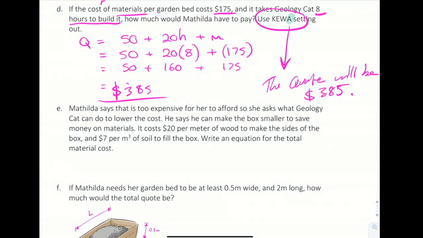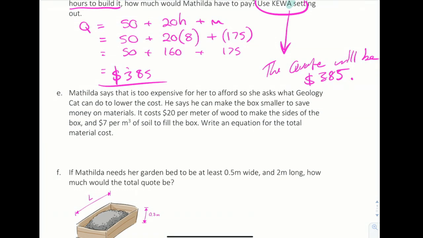E says, Mathilda says it's too expensive for her to afford, so she asks the cat what he can do to lower the cost. He says he can make the box smaller to save on materials. It costs $20 per meter of wood to make the sides of the box, and $7 per meter cubed of soil to fill the box. Write an equation for the total material cost.